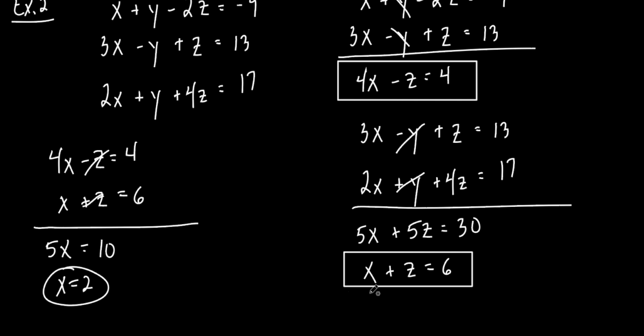So let's put a 2 in for the x. So 2 plus z equals 6. Subtract 2 from both sides. What is z? It's 4. So that's one of my other answers.